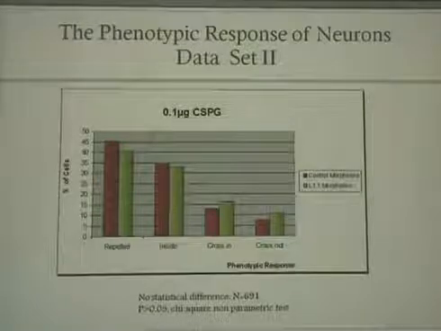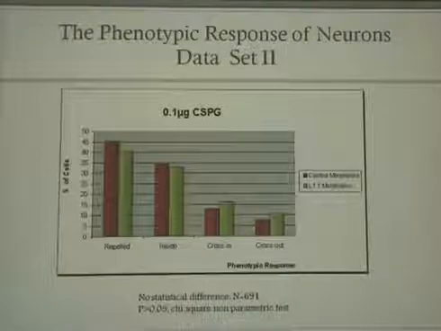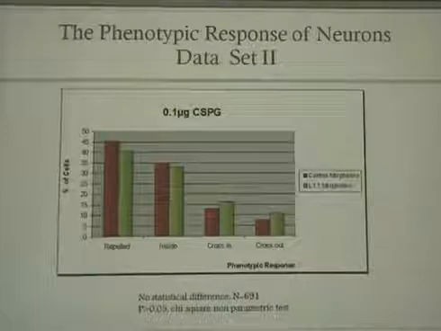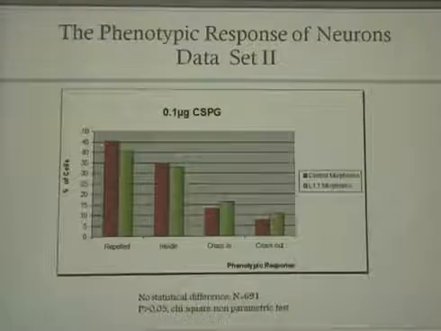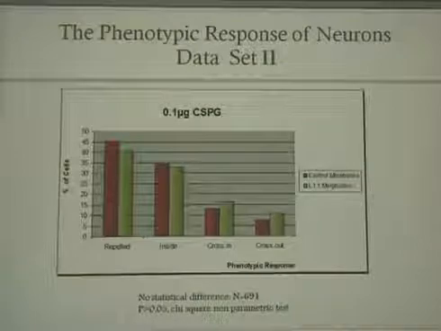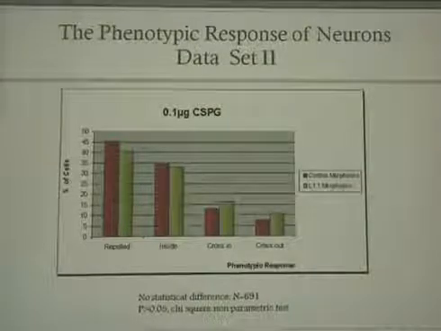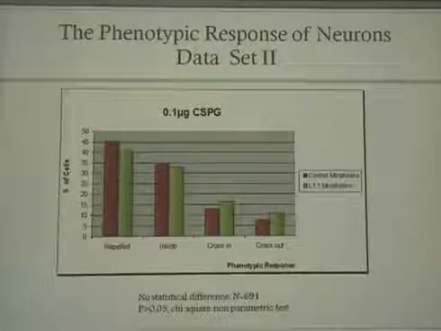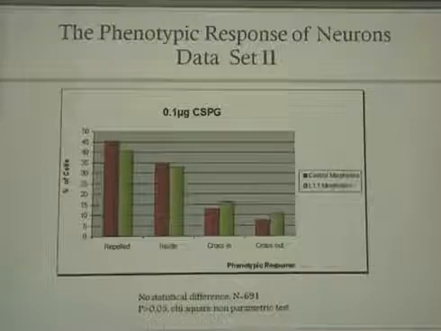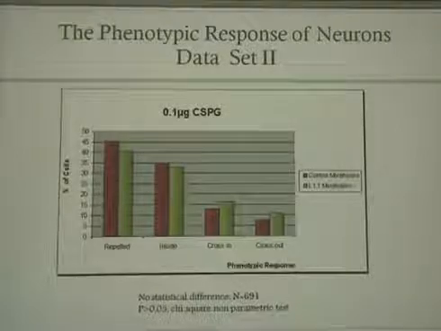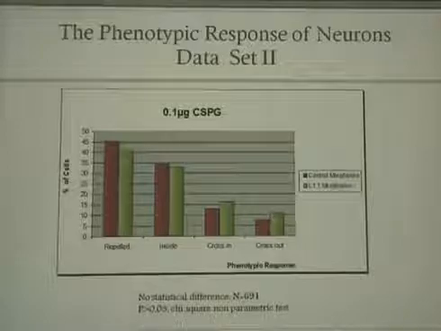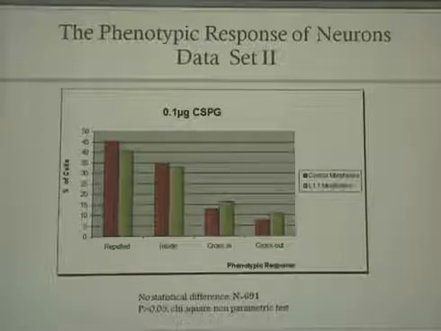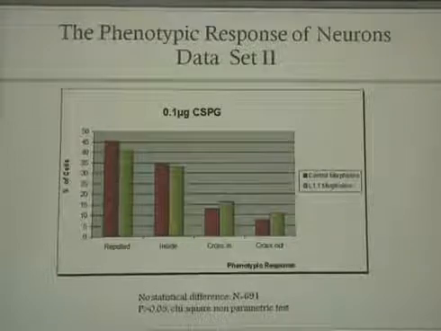Running more experiments this summer, as I did more experiments, I was able to observe that there is no statistical difference here in cells being repelled, of only 5%, and also cells crossing in with the control morpholino. So I didn't observe a statistical difference, and its p-value was greater than 0.5% in a non-parametric test.